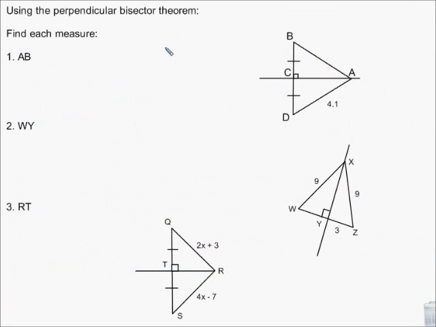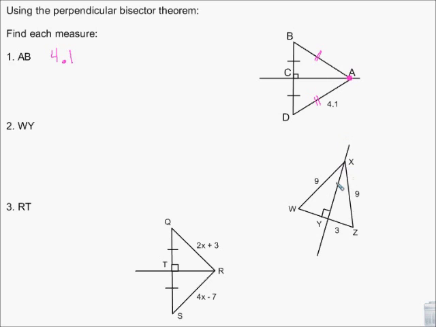You can use the perpendicular bisector theorem to find different measures. So if I have a triangle, well, not a triangle, but it becomes a triangle, and I find that C is the perpendicular bisector, it's perpendicular at C and it's bisecting, and A is on that line right here, then I know that this distance and this distance are the same. So if this one's 4.1, this one is 4.1.